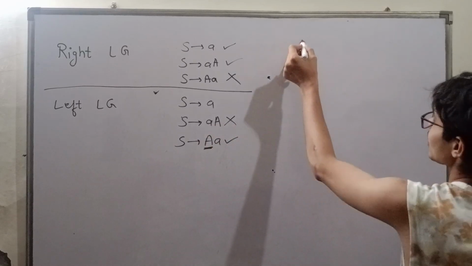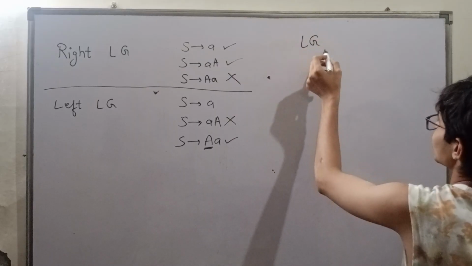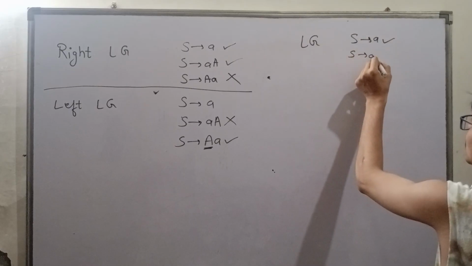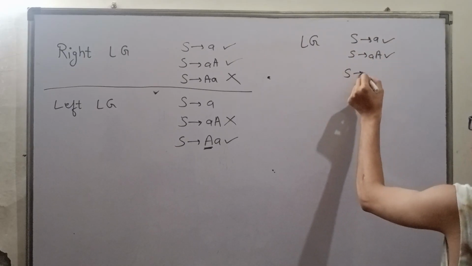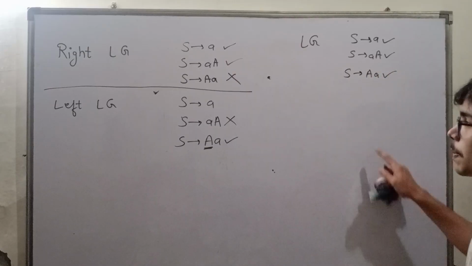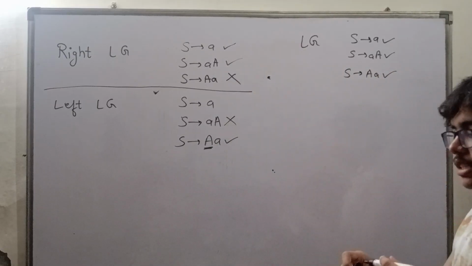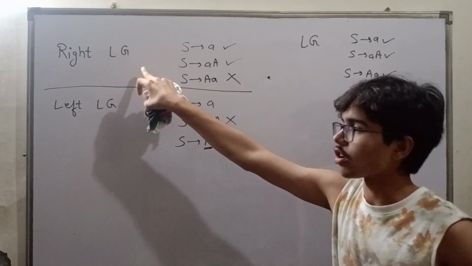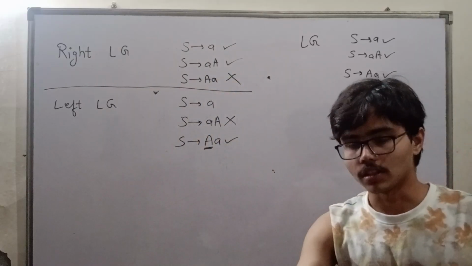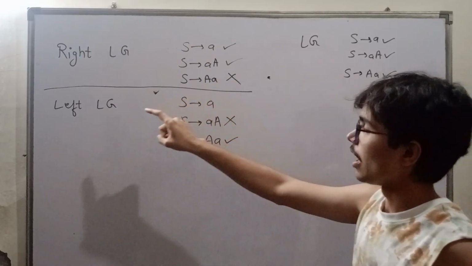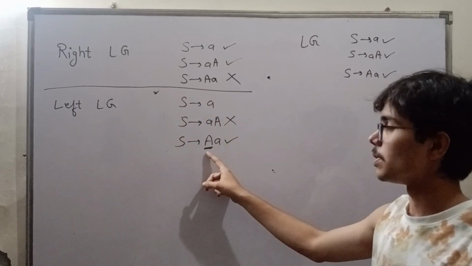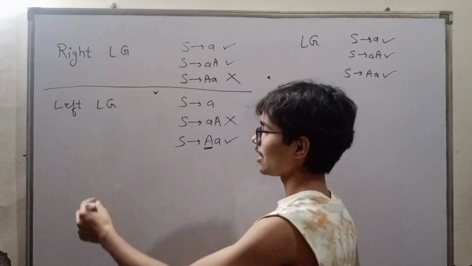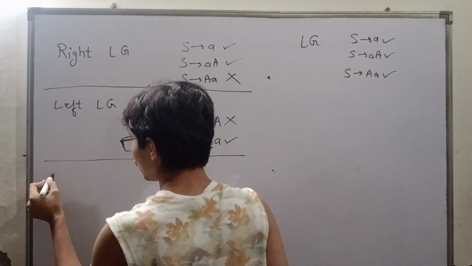But in linear grammar, this thing is okay, this thing is okay, and this thing is also okay. You can analyze this. In linear grammar both things are covered, but in right linear grammar only the right side variable is permitted, and in left linear grammar only the left side variable is permitted. This is a simple basic thing. Why do we study these things? Because we want to study regular grammar.